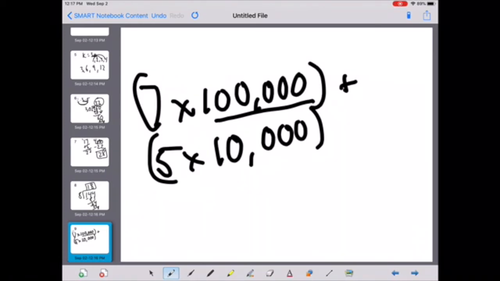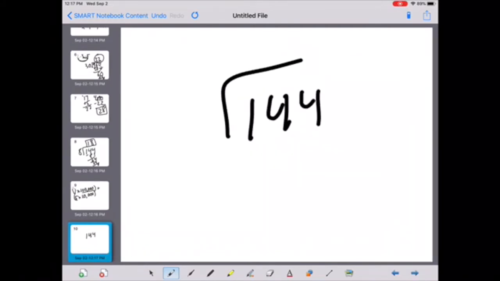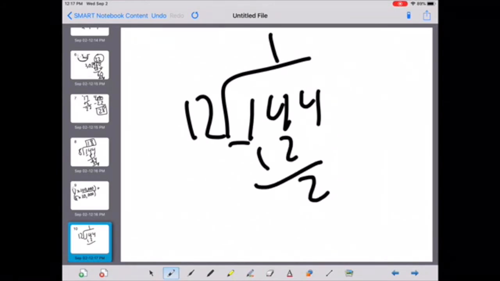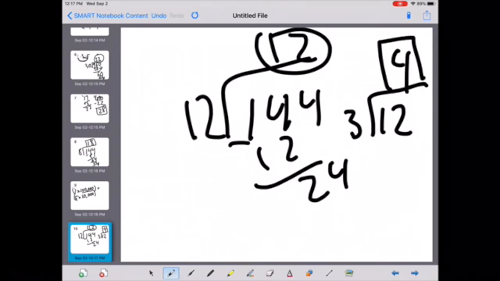Down to 22, I have parentheses first, 144 divided by 12. Some of you might know this as the perfect square. So 12 times 12 is 144, so I did the division, I got 12. Now I take that answer and I divide it by the number they gave me, which was 3, and that goes in there 4 times. So my final answer is 4.